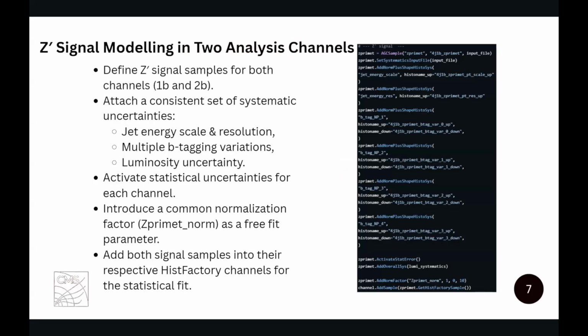On the physics side, the analysis was extended to include a Z-prime signal model. We defined signal samples for both analysis channels and introduced consistent sets of systematic uncertainties, such as jet energy scale, jet resolution, b-tag variation, and luminosity. And a normalization parameter, Z-prime norm, was introduced as a free fit parameter. Both signal samples were then incorporated into their respective HistFactory channels for statistical fitting. This integration demonstrated that the workflow could handle both standard model backgrounds and new physics signals in a consistent way.